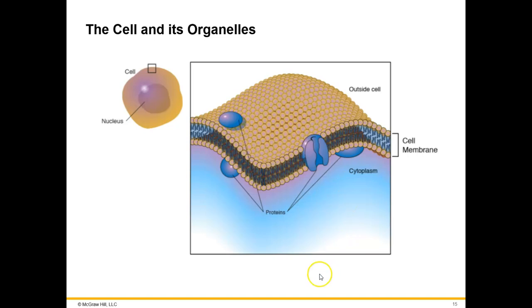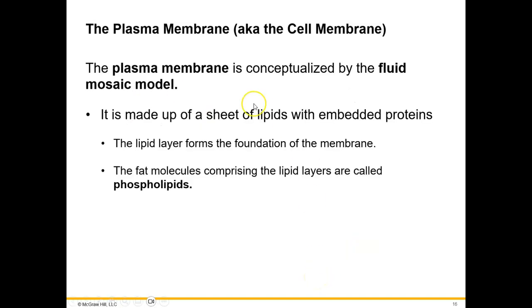As we continue, you guys are going to see cell membrane and plasma membrane used interchangeably. Those are the same thing, so there's no difference. If you're talking about the plasma membrane, that's the same as that outer membrane surrounding the cell, also known as the cell membrane. It's conceptualized by the fluid mosaic model, which we have mentioned before as well.